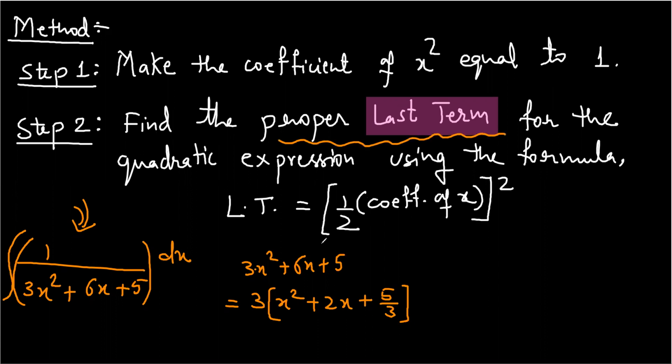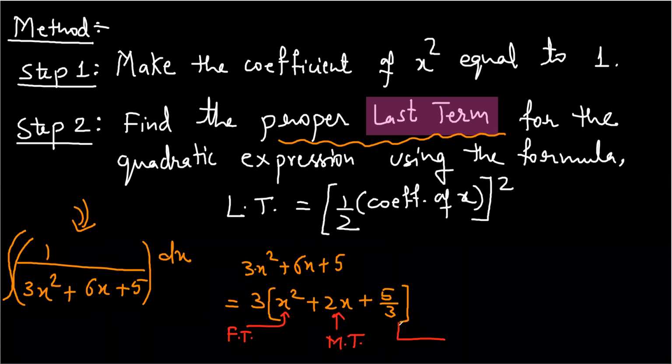Now what is the meaning of proper last term? See students, in the quadratic expression which you have, x square plus 2x plus 5 by 3, this is the first term, here you have the middle term, and this one is the last term. But you know students, this is not the proper last term.